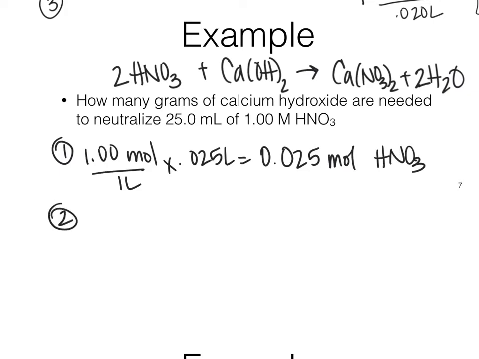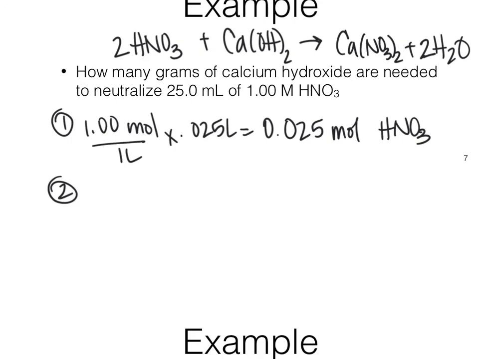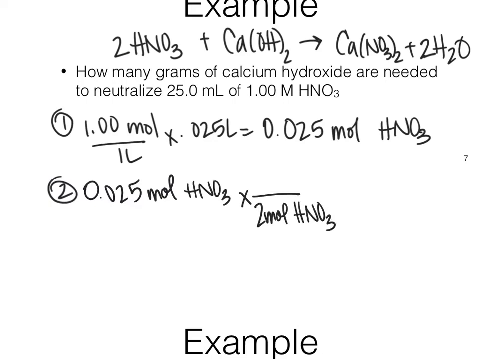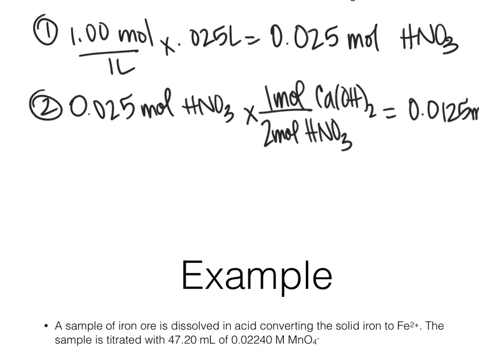In the next one, we're now going to take our moles of nitric acid and convert that to moles of calcium hydroxide. So for 0.025 moles of HNO3, there are 2 moles of HNO3 for every 1 mole of calcium hydroxide, and that gives us 0.0125 moles. Now we're going to use a calculation that we're very familiar with, where we convert moles to grams.